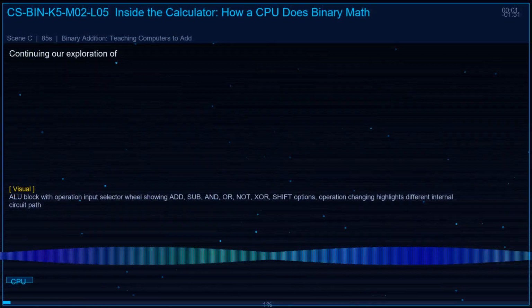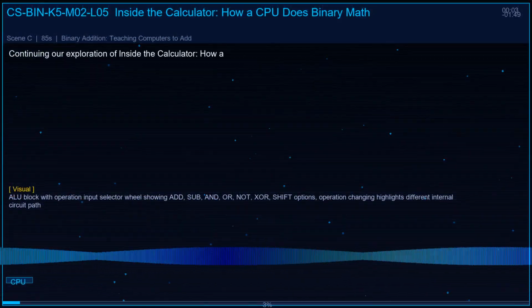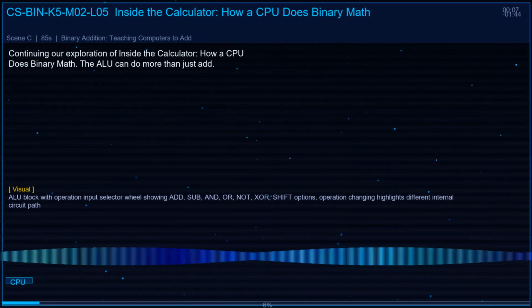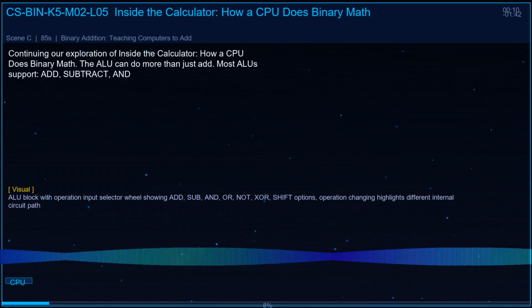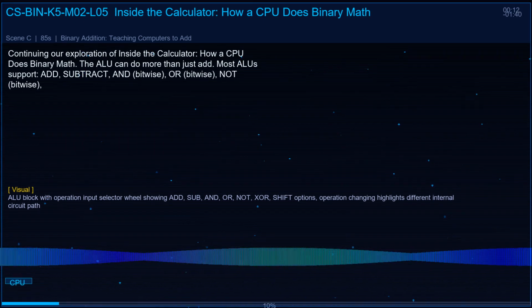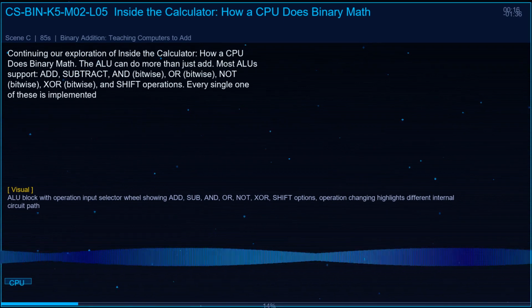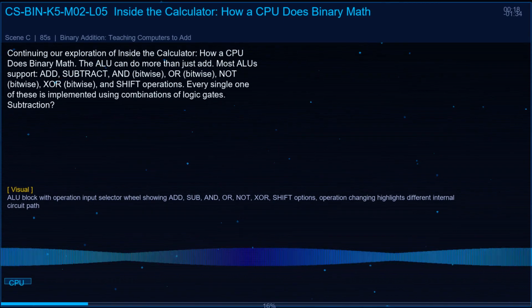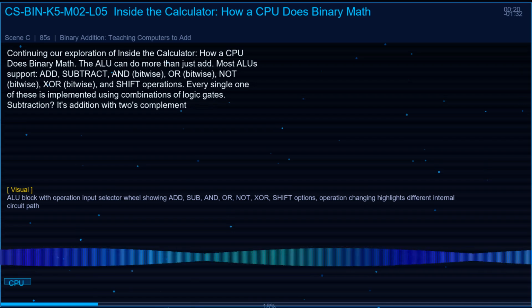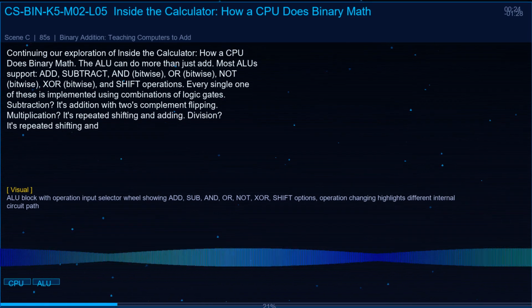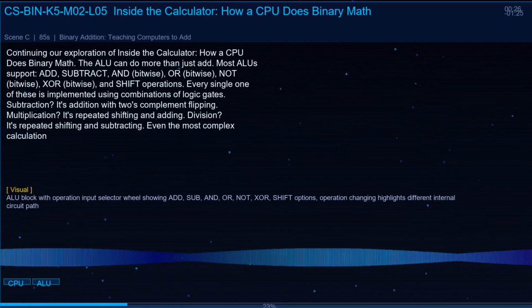Continuing our exploration of Inside the Calculator: how a CPU does binary math. The ALU can do more than just add. Most ALUs support add, subtract, bitwise OR, bitwise NOT, bitwise XOR, bitwise AND, and shift operations. Every single one of these is implemented using combinations of logic gates.